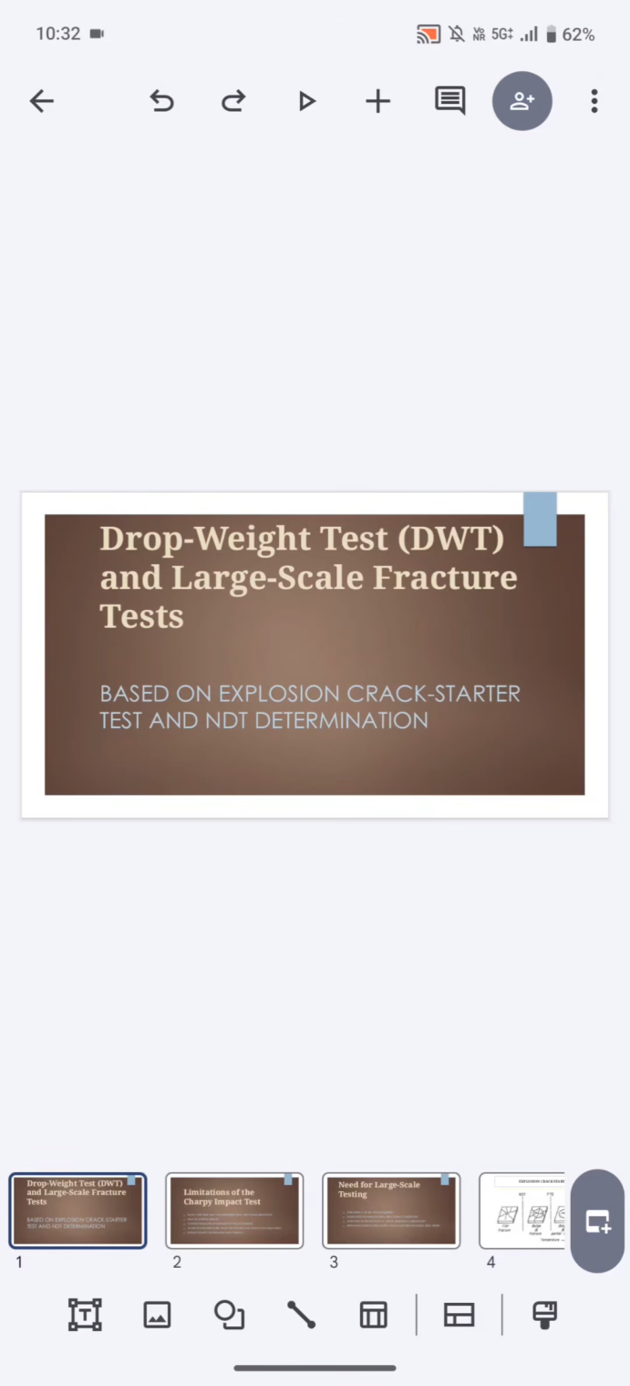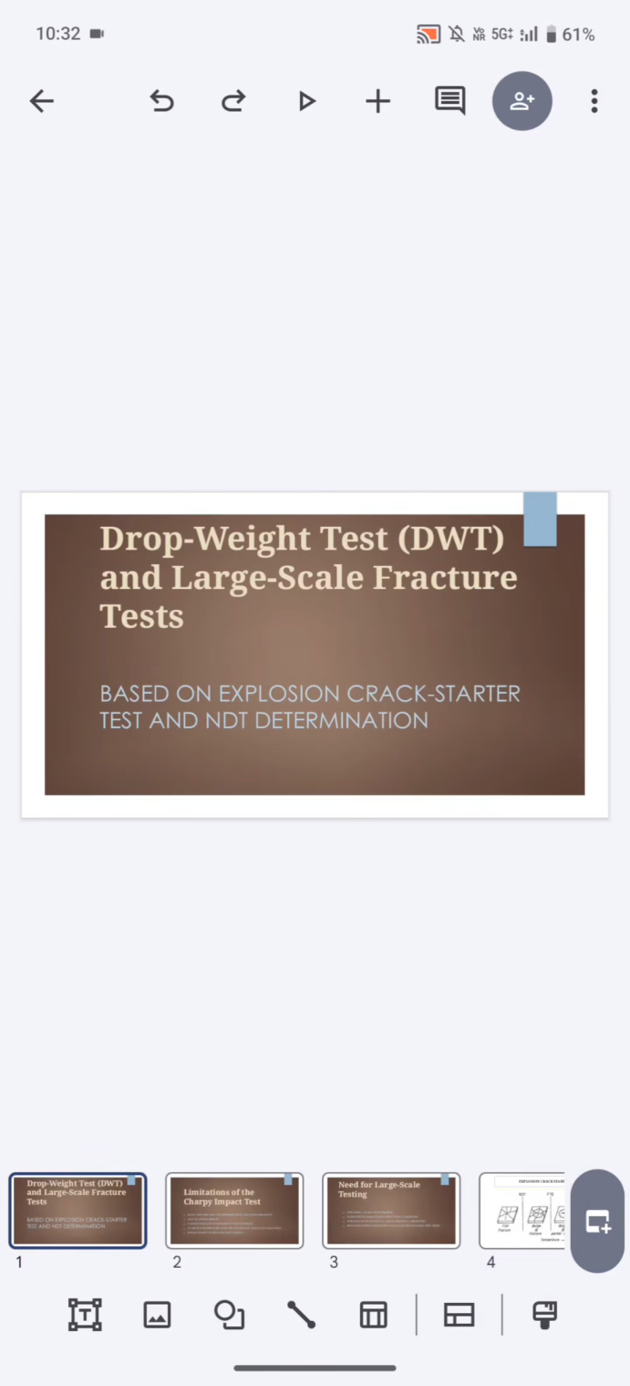The drop weight test, DWT, was developed specifically for the determination of NDT on full thickness plates. A short bead of brittle weld metal is deposited on the surface of a plate, typically 90 by 350 by 15 to 25 mm thick.